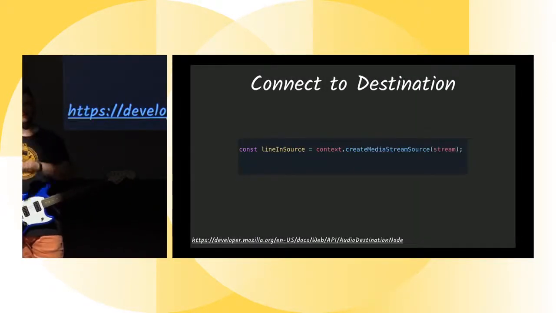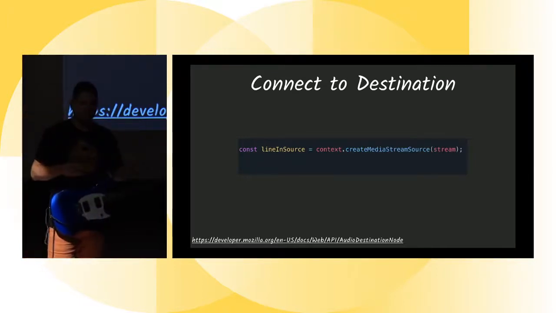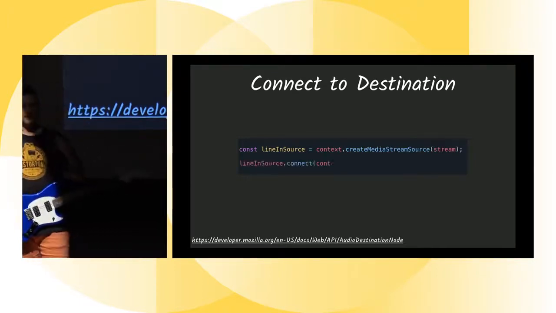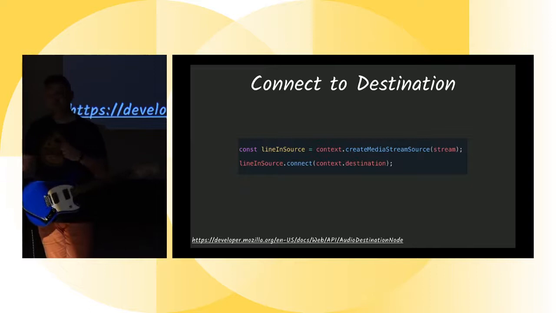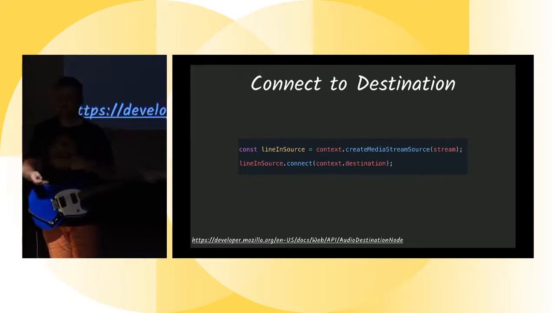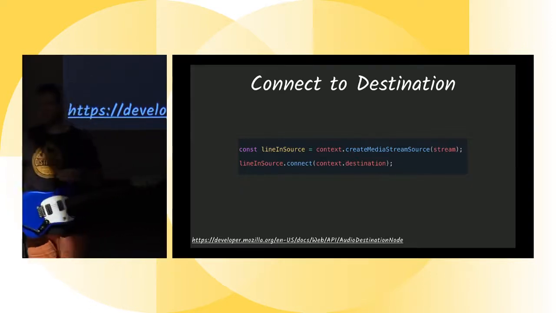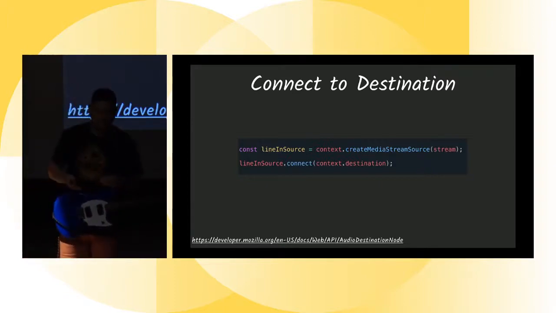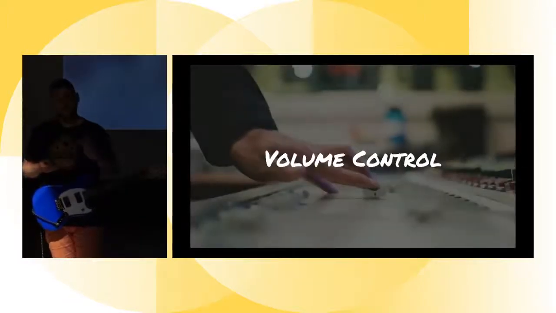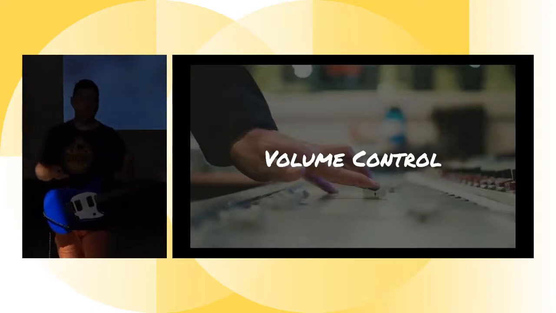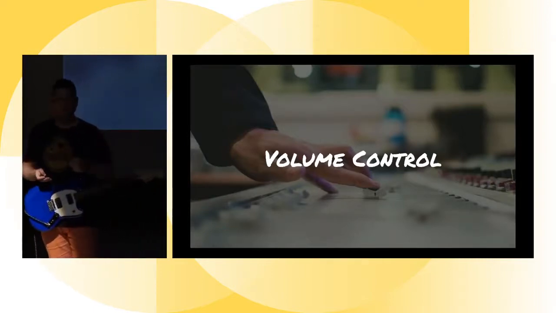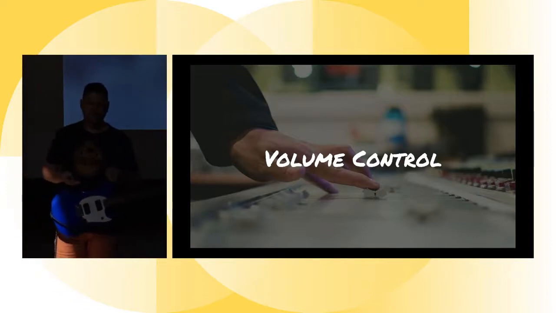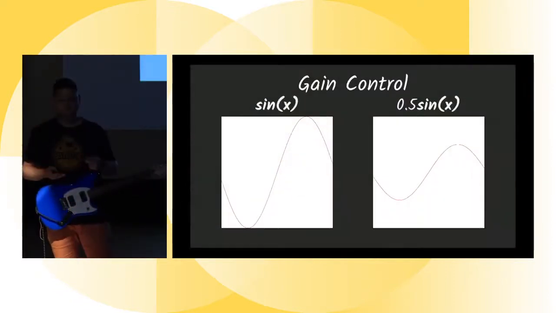After that, we get some stream, we have a context, and we need to connect this stream to the destination. Context destination is the default output selected in your system. For example, now it should output to the speakers. One more thing, usually we need to control the volume so as not to bother our neighbors, for example, at night. So how to do this?